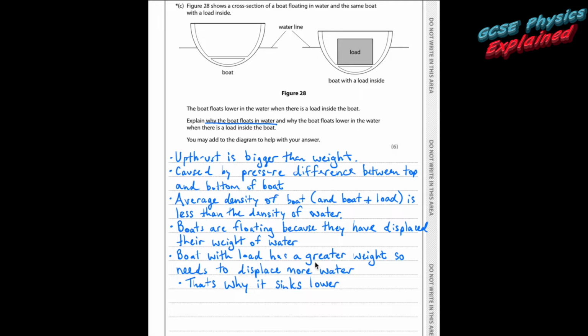So the boat with the load has a greater weight, so needs to displace more water. That's why it sinks lower. In other words, more upthrust is needed to balance the extra weight. And you'll definitely get 6 marks for that.